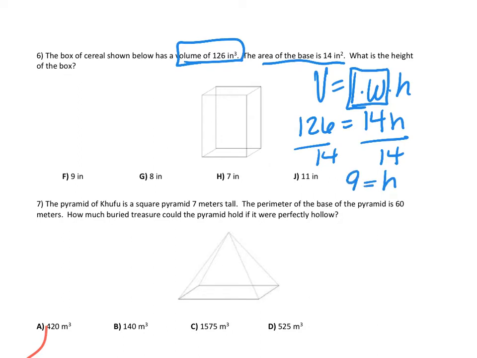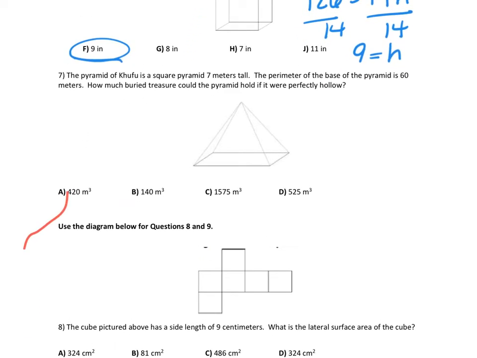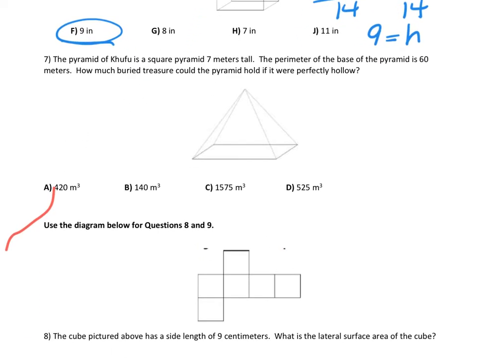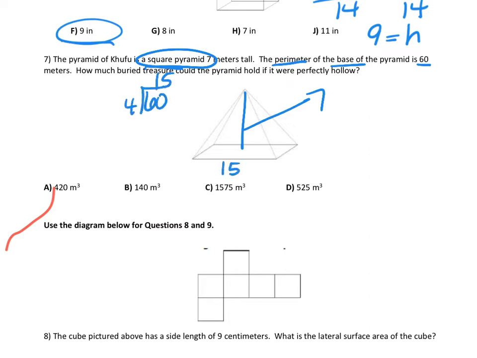Okay, and you're going to get 9. So right here is F. The pyramid is a square pyramid 7 meters tall. The perimeter of the base, this is where they tried to trick you, is 60. It says it's a square pyramid, so that means all the sides added together equal 60, right? So what is one side? Well, you would divide 60 by 4 and get that one side is 15.